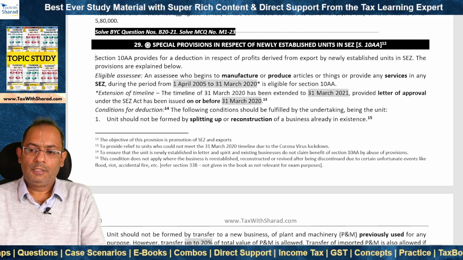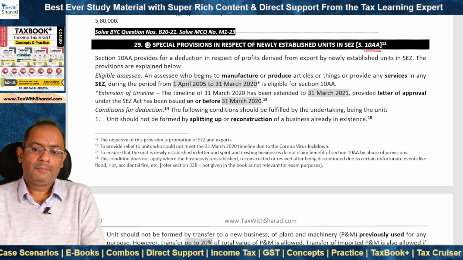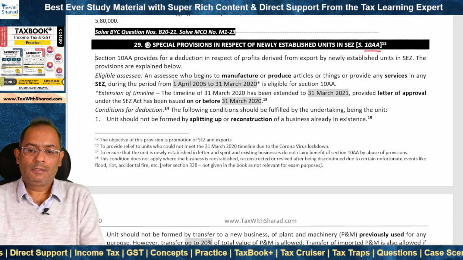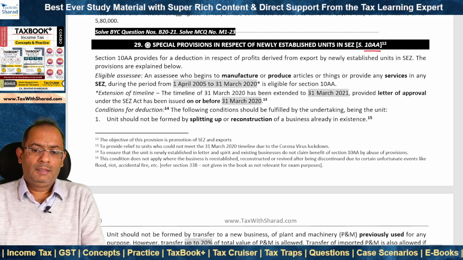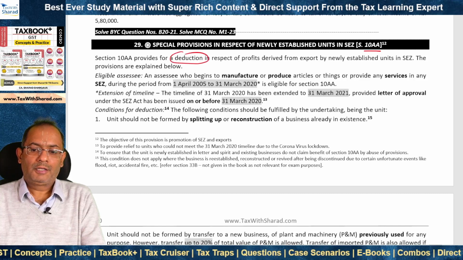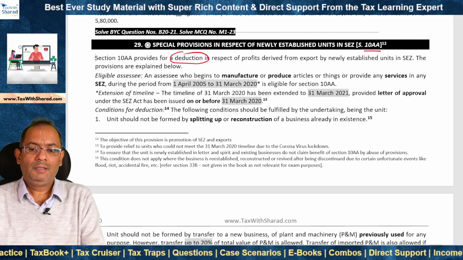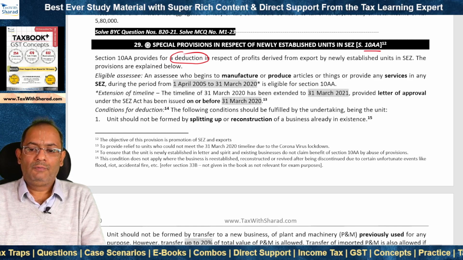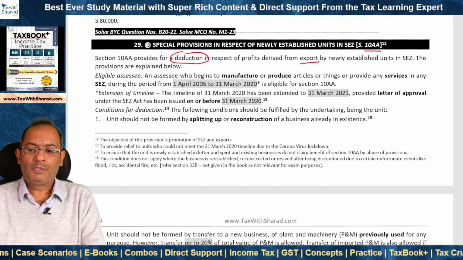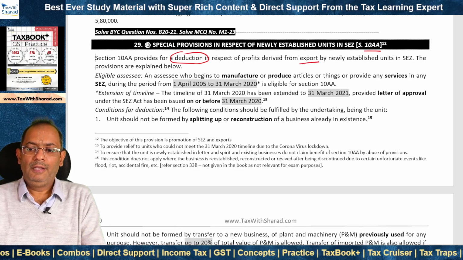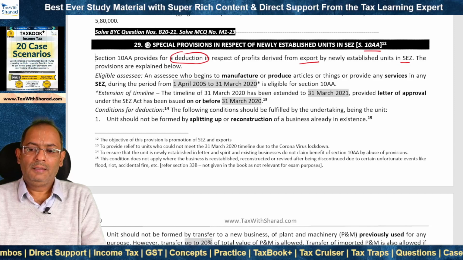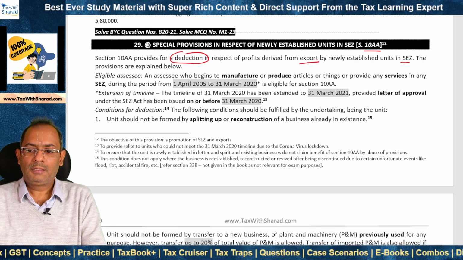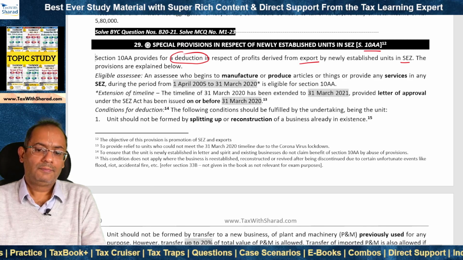We will now discuss the provisions of section 10AA, which contains special provisions in respect of newly established units in a special economic zone, SEZ. So section 10AA provides for a deduction. We need to note that it's not an exemption, it's a deduction which is provided by section 10AA. And it's provided in respect of profits derived from export by newly established units in SEZ. So it's an incentive to promote exports by newly established units in special economic zones.